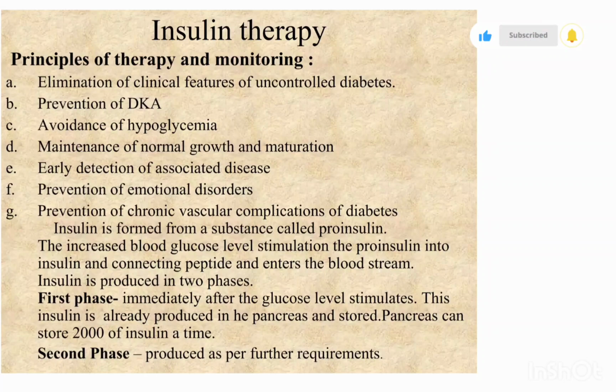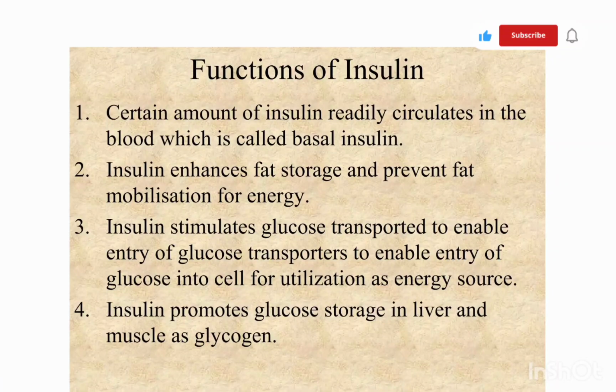Functions of insulin. A certain amount of insulin readily circulates in the blood, which is called basal insulin. Insulin enhances fat storage and prevents fat mobilization for energy. Insulin stimulates glucose transporters to enable entry of glucose into cells for utilization as an energy source. Also, insulin promotes glucose storage in the liver and muscle as glycogen.